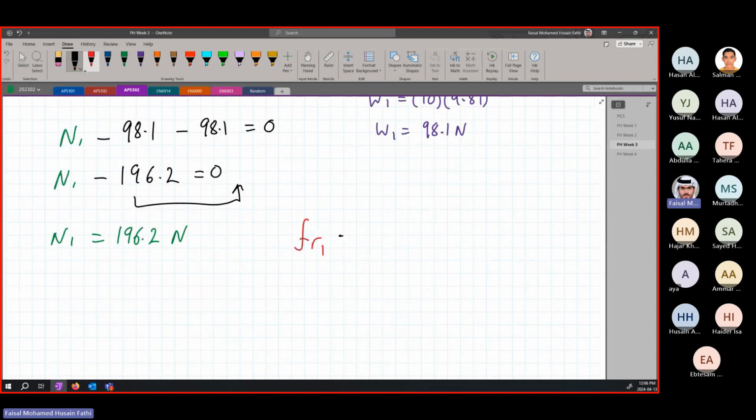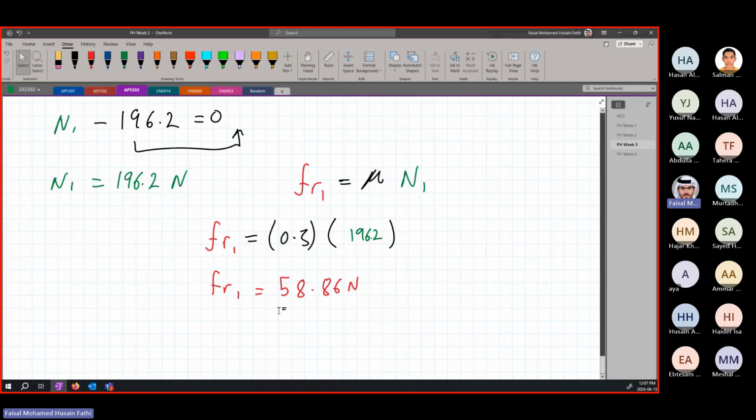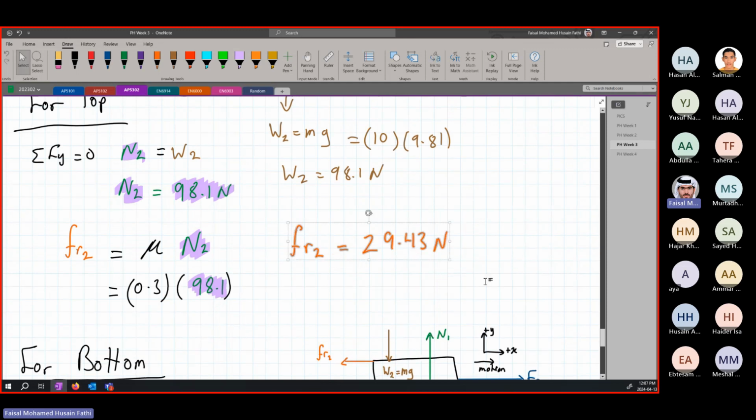So FR1 is going to be equal to mu times N1. Mu is 0.3 between all surfaces, and N1 is 196.2 newtons. So FR1 is equal to 0.3 times 196.2, which is going to be 58.86 newtons. Okay? So now we have found our friction forces, FR1 and FR2, which we found earlier on.